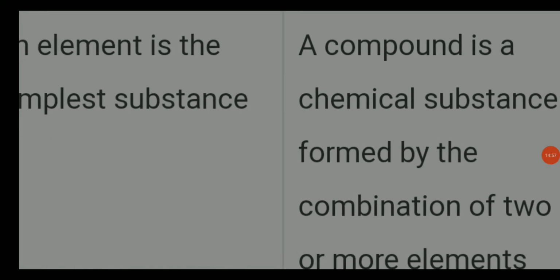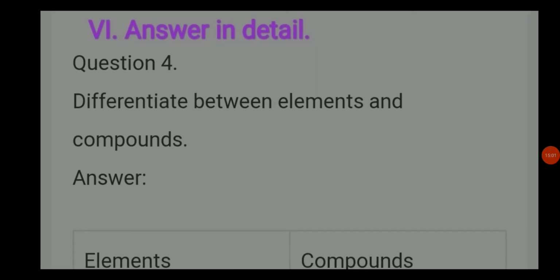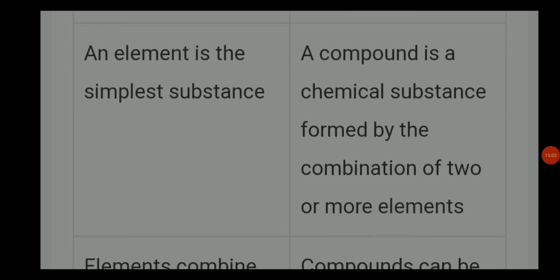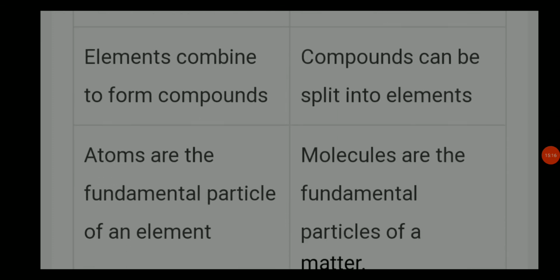Your fourth one, answer in detail, difference between elements and compounds. So draw two columns, one for elements and another for compounds. An element is the simplest substance. A compound is a chemical substance formed by the combination of two or more elements. Elements combine to form compounds. Compounds can be split into elements.